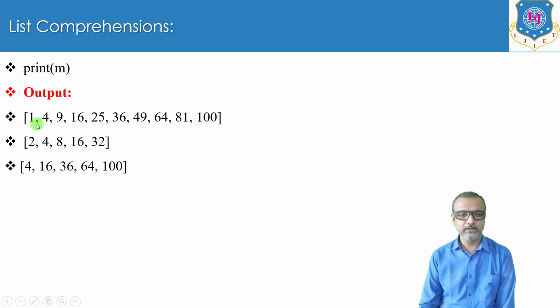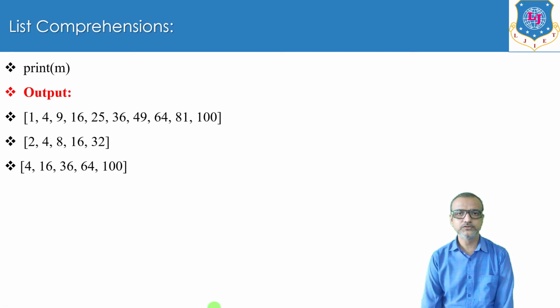First we will have the square of numbers from 1 to 10, that is 1, 4, 9, 16 up to 100. And in the next case we have 2 raised to 1 up to 2 raised to 5, so that is 2, 4, 8, 16, 32. Finally, from the elements of this list S we will have only even numbers, that is 4, 16, 36, 64 and finally 100.